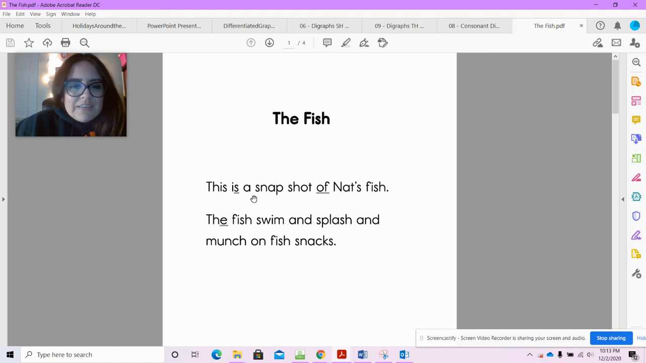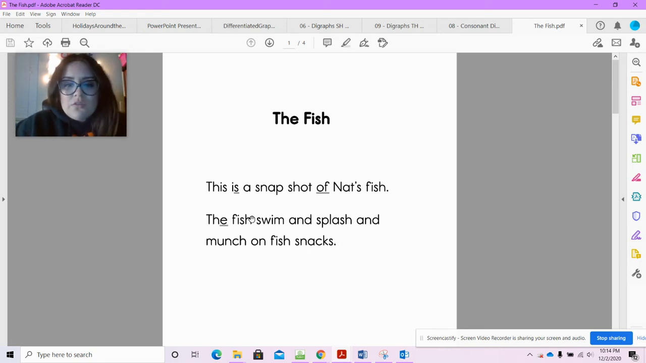This is a snapshot of Nat's fish. So now let's read it a little bit faster. This is a snapshot of Nat's fish. The fish swim, and splash and munch on fish snacks.